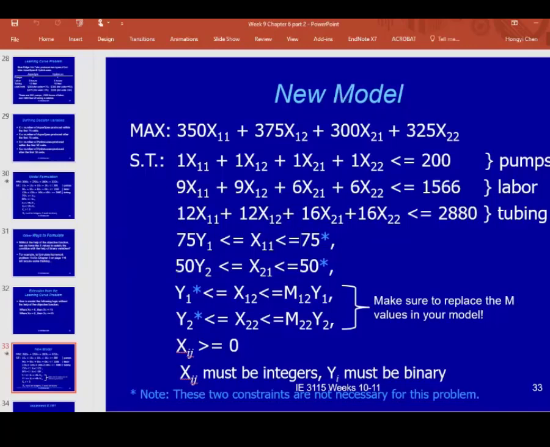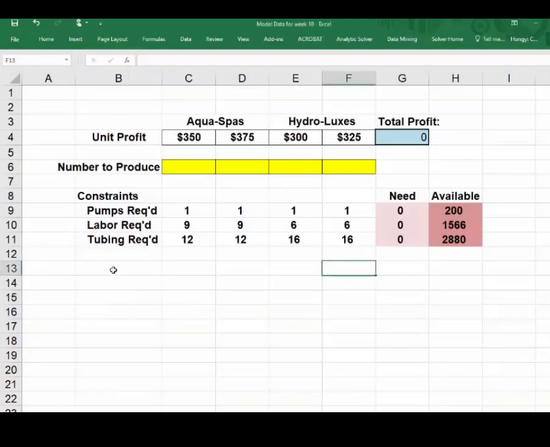We'll implement them. Okay, now to add those linking constraints, we need to have the y's. We have a y1 here to link the x11 and the x12 together, and we also need that y2 to link the x21 and the x22 together. In other words, we need a binary variable for each type of the hot tub. Okay, so we need a y1 and a y2. Where should we put them then?